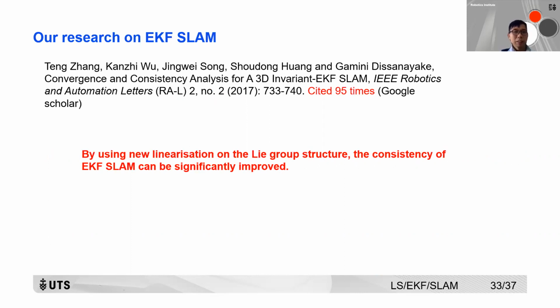After 10 years, in 2017, Teng Zhang and others published this paper in RAL. It basically says that if we do the linearization on a Lie group structure, the consistency of EKF SLAM can be significantly improved. So we don't have to evaluate the Jacobian at the ground truth. We can evaluate the Jacobian at the estimated value, and the consistency will be much better than traditional EKF.